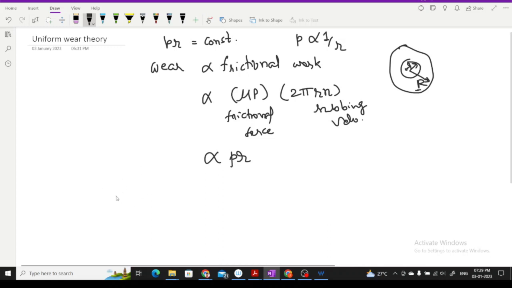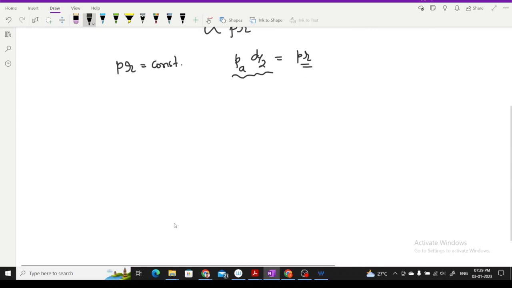As we know, P into R is constant, so we are assuming that the maximum pressure, let us say PA, is at d by 2, which is the least radius. So basically, this PR product can be replaced with PA into d by 2. We will do this while deriving axial force and frictional torque in this single plate clutch.